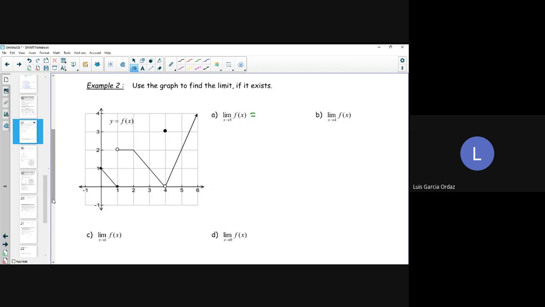2. Okay? So if we approach it from the left or from the right, it's going to approach 2 regardless, which means that the limit does exist. Which means that the limit of x approaches 5 of f of x is equal to 2, since the limit of x approaching 5 from the right of f of x is equal to 2, and the limit of x approaching 5 from the left of f of x is also equal to 2.